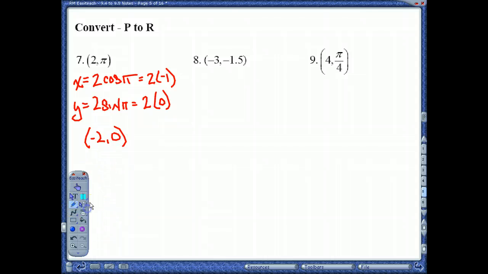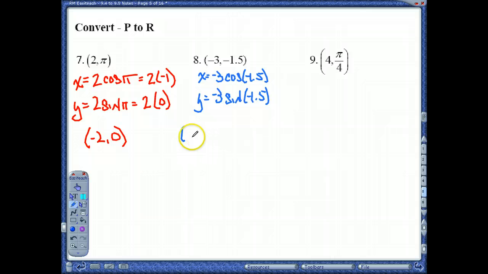Okay, now on the next one, we do have to use our calculator because -1.5 is not a special angle. So we will literally just plug it in our calculator. Now, before you plug it in your calculator, what must you check? If you said mode, you are correct. Please make sure you're in radians so that you get the correct answer. So make sure you're in radians and then literally just put in -3 times cosine of -1.5.